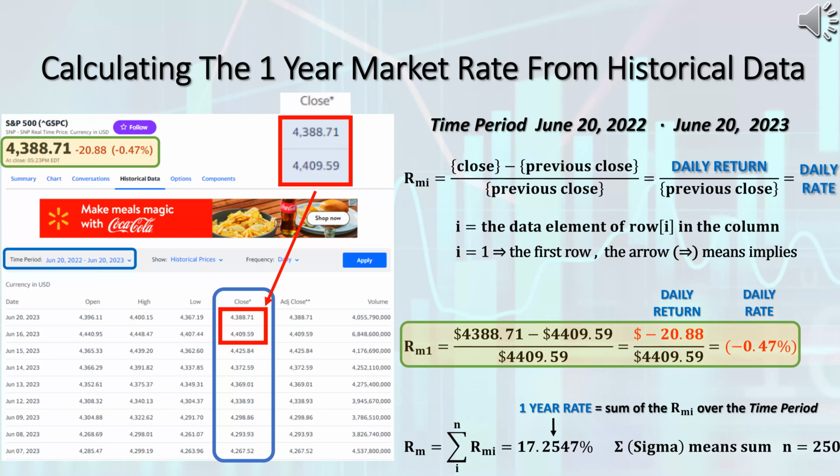Looking at the close column, specifically the first two rows, one calculates the daily rate by taking the close of the day in row 1 and subtracting the close of the previous day in row 2 to obtain the daily rate in dollars.